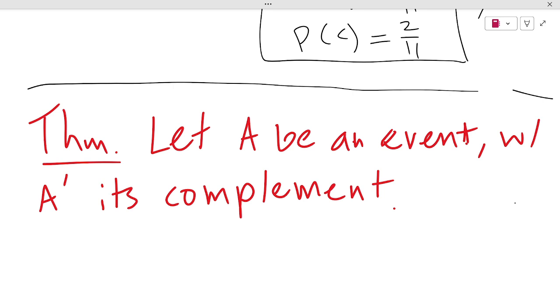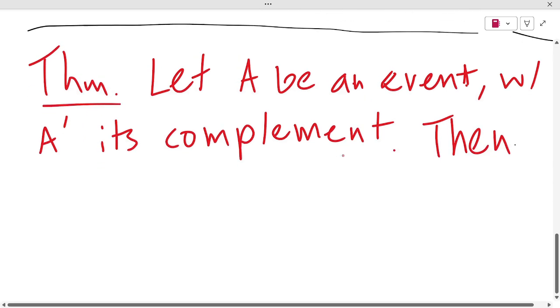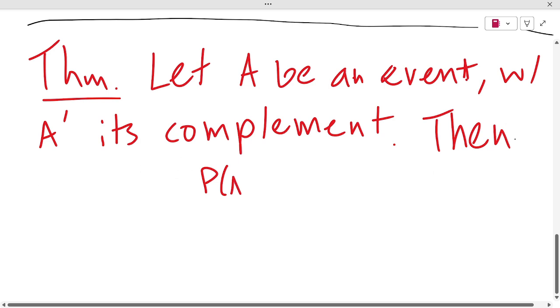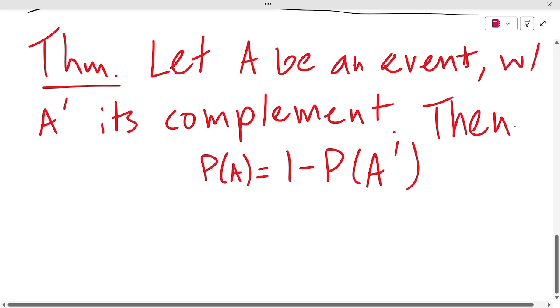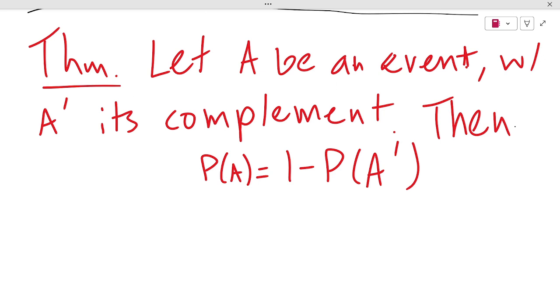Okay, so we have this as our basis, and then we know when we have a complement that the probability of A is equal to 1 minus the probability of A complement. So this is a really important fact, and you're going to be using this when it asks you to find the probability of an event, but let's say that probability is really, really difficult to find the answer to. So instead, it might be easier to find the probability of the complement, find the probability that it doesn't happen, right, and then take 1 minus that probability, and you can get your answer that way.